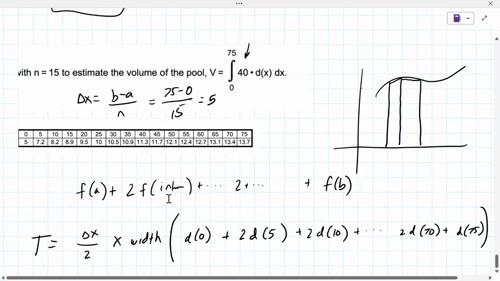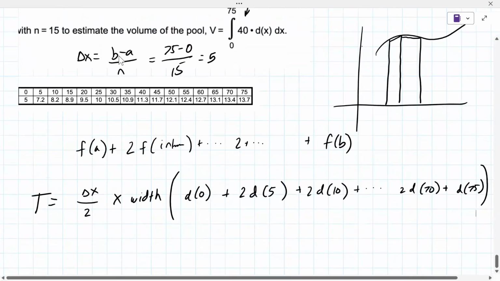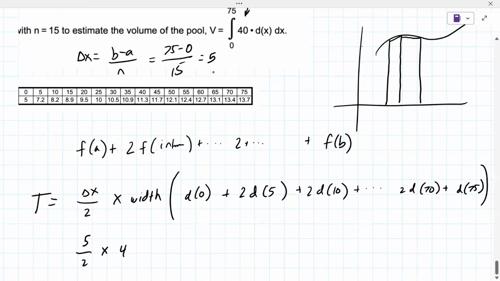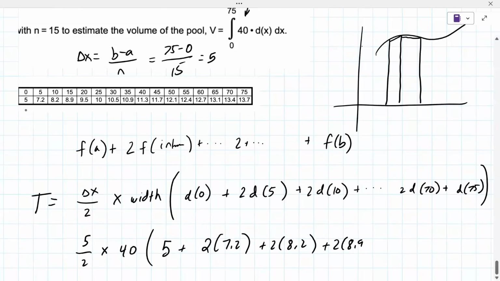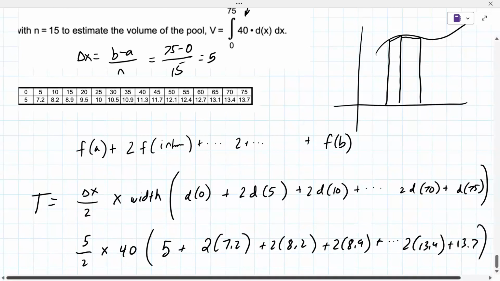Okay, so this looks really, really complicated. There is a shortcut here. You do have to calculate the delta x. So you calculate delta x, 5 over 2 times the width, 40. And then you add up the numbers in here on the bottom, but you have to double the interior ones, and so on. And then for the last one, you just add it in. So the end ones you use singly, the interior ones you have to double, and then you have to do this other multiplication.